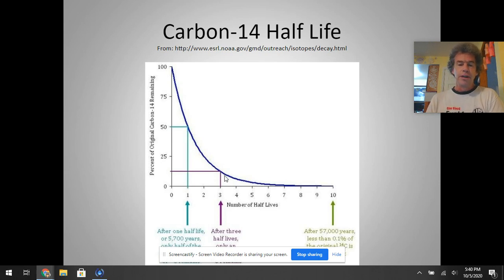So you can use the amount of carbon-14 remaining in a sample to tell how old it is, up to about 50,000 years. At 50,000 years, there gets to be so little in there that you can't tell how much is there. So this was just, I wanted to go over alpha decay, beta decay, and the concept of half-life.